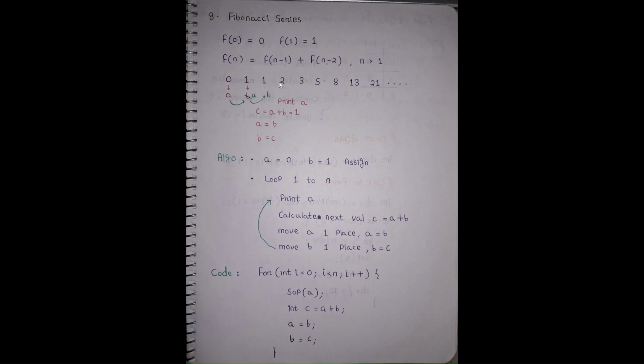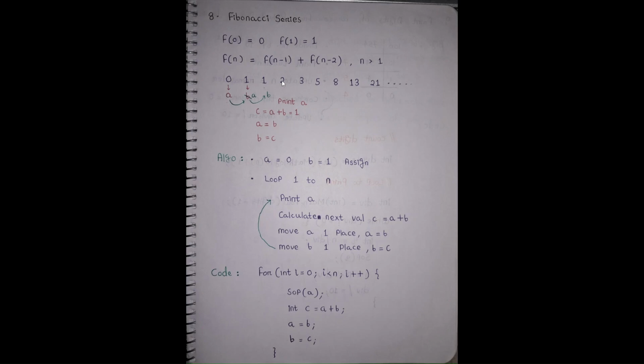Similarly, if we want to get the fourth term, we have to add up the previous two terms, that is 1 and 1, so we get 2. In this way the series goes on, and it's very easy to understand how the series is working. But our problem is to print this particular series using the programming logic that we have learned so far.